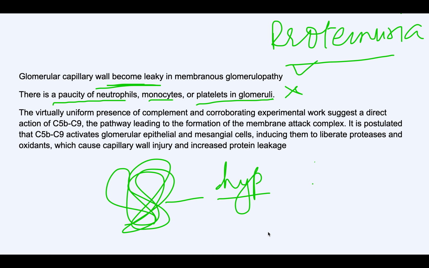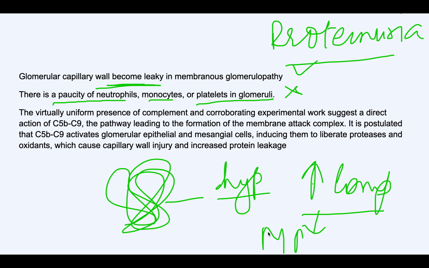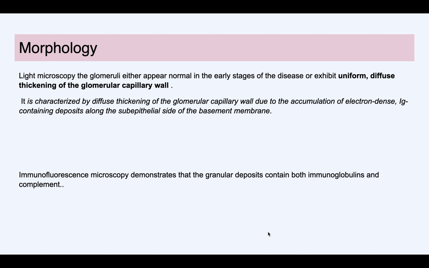But what is there? There is activation of the complement system. Now this complement system, if you remember, when the complement system at the end forms the MAC, the membrane attack complex, this complex is causing injury to the capillary wall, and therefore there is increased protein leakage in case of membranous nephropathy. Now this was about the pathogenesis.